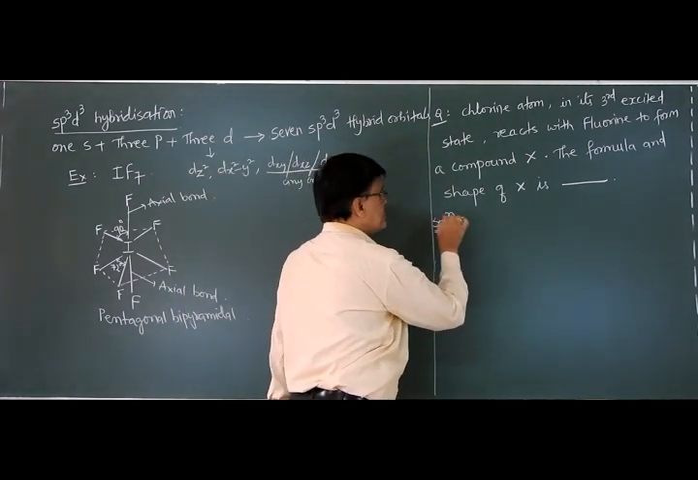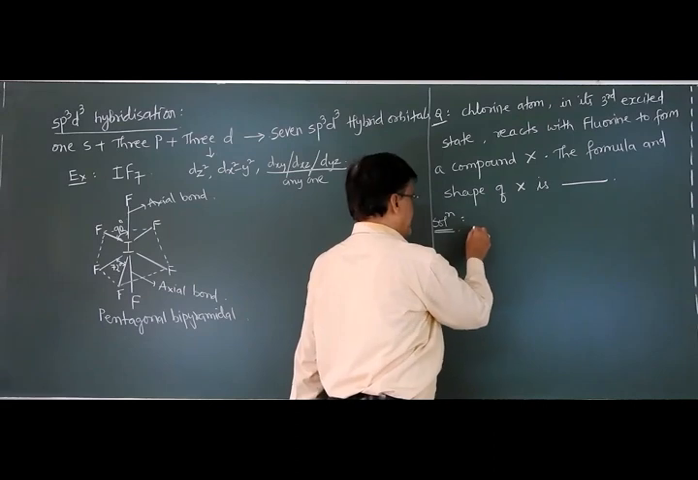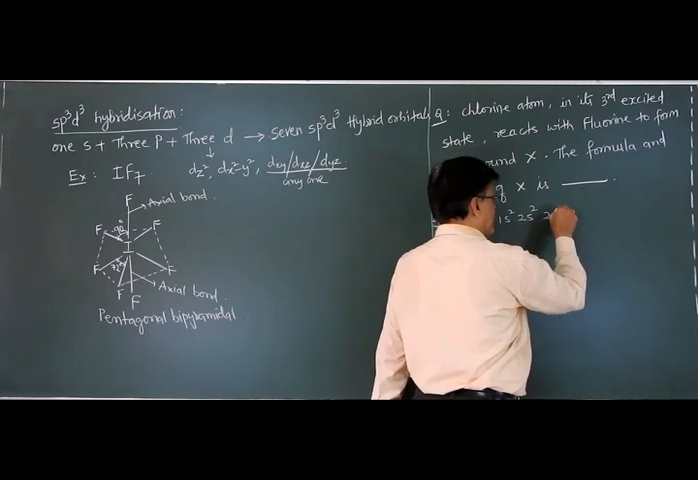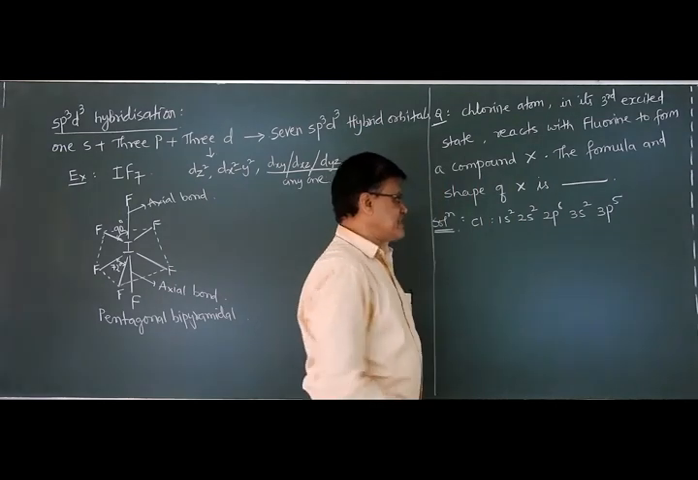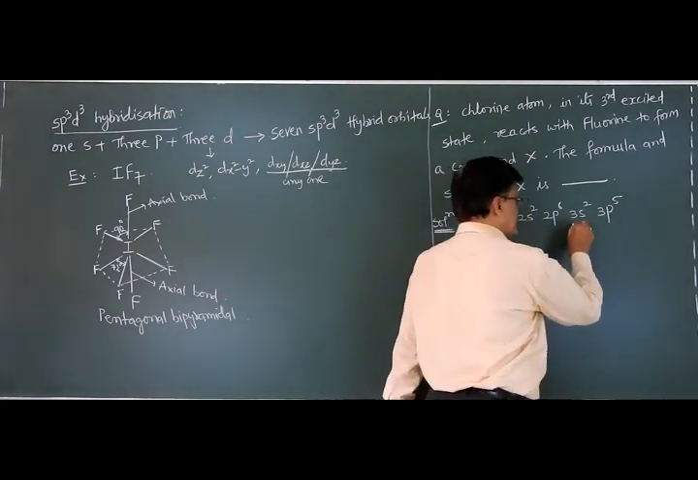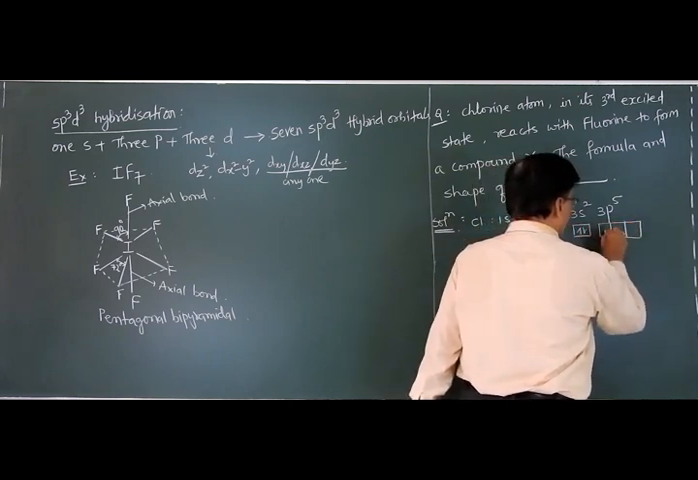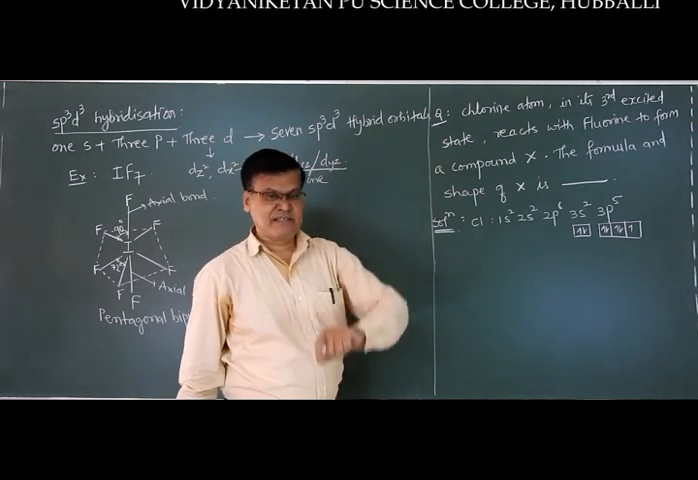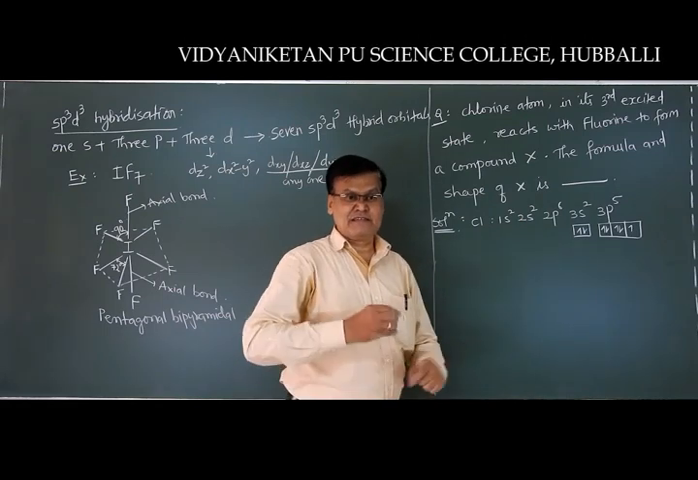First of all, you can write the chlorine ground state electronic configuration: 1s2, 2s2, 2p6, 3s2, 3p5. 3s has 2 electrons, 3p has 5 electrons. Clear? What is mentioned in the question? Third excited state means first excited state, second excited state, third excited state. Like this, step by step you can do.